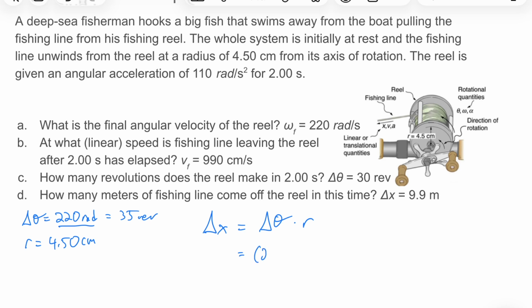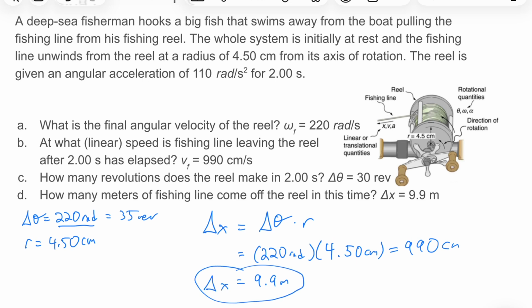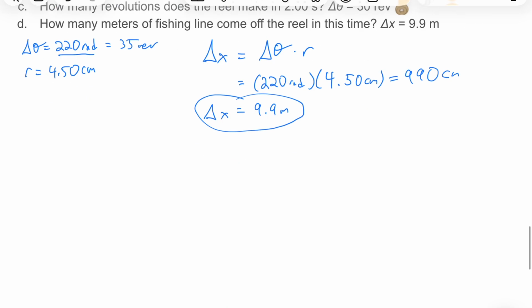So we have got 220 radians times a radius of 4.50 centimeters. Then we end up with 990 centimeters, or if we convert that to meters, 9.9 meters would be the displacement. And that is how much line came off of our reel as it spun that 220 radians, or 35 times for that 2-second time interval.